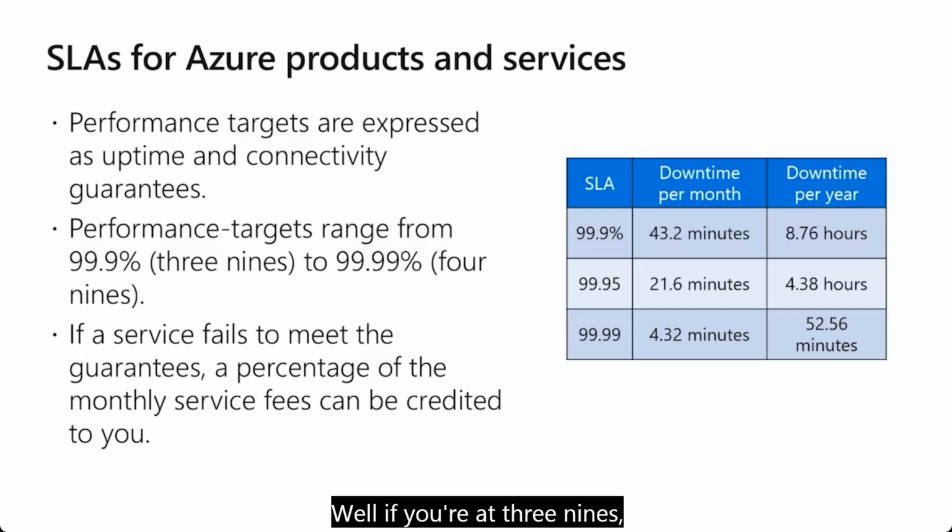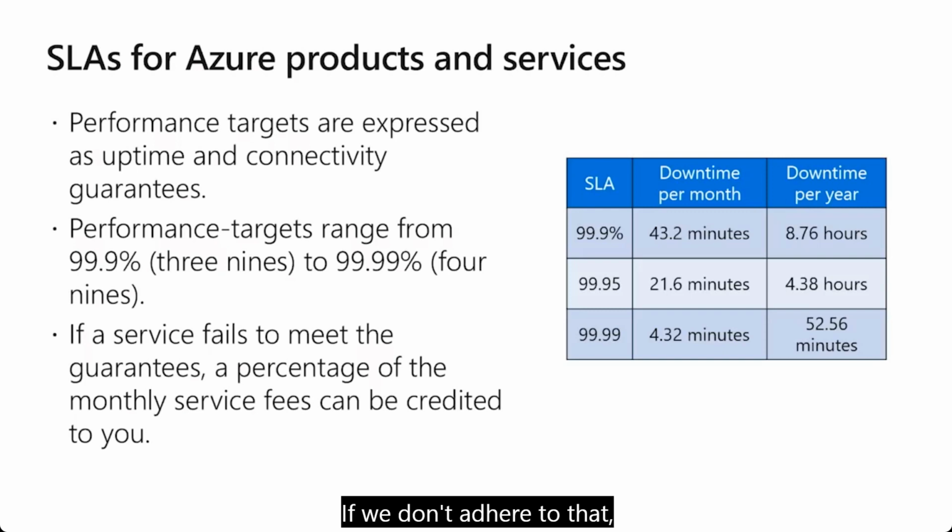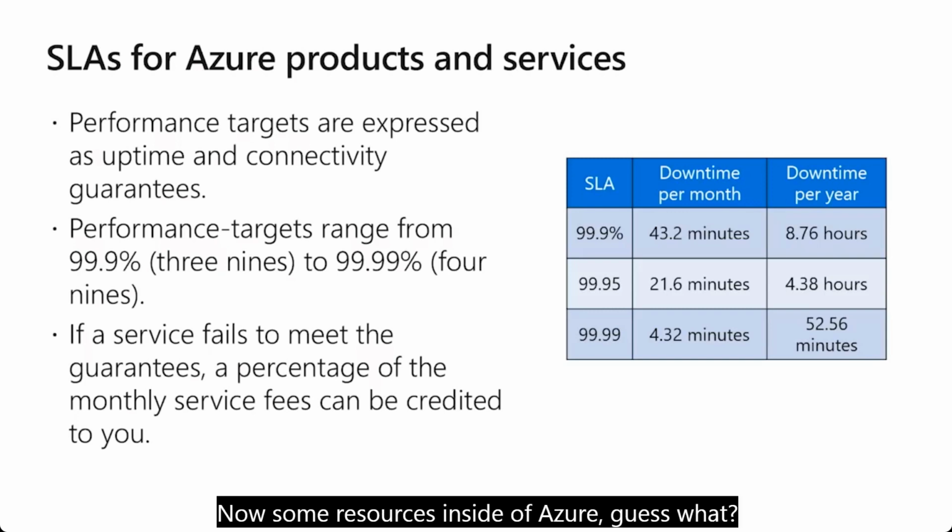Well, if you're 3 nines, that means downtime per month is 43 minutes. Downtime for an entire year at worst would be 8 hours. If we don't adhere to that, you get credits based on that service. We guarantee that monthly request, and you might have some of your monthly fees waived, you might get credited, it all depends on what that outage looks like. Now, some resources inside of Azure, guess what? We have different service level agreements depending on how you configure it.